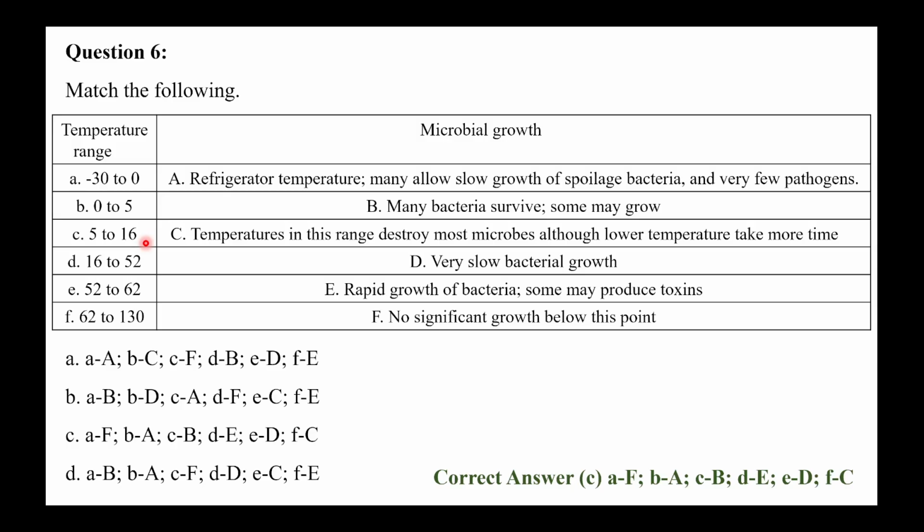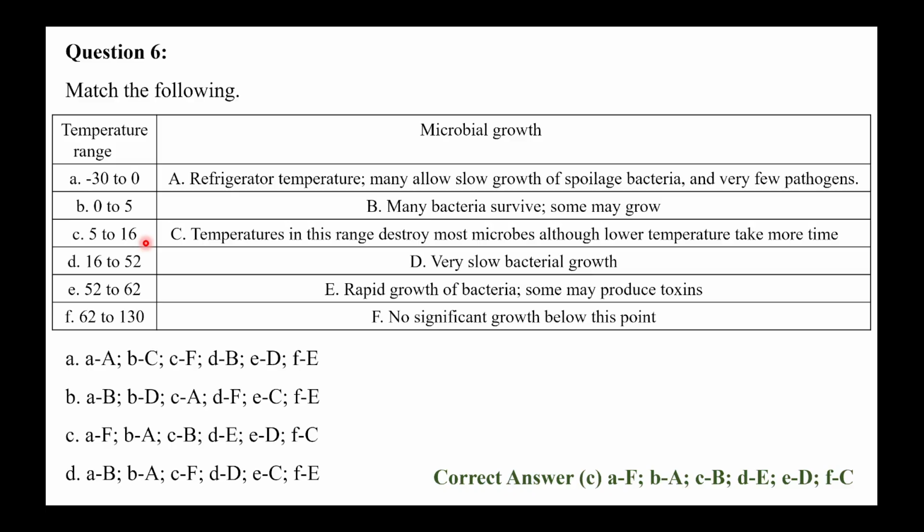Then comes 16 to 52 degrees Celsius. This is the temperature range where rapid growth of bacteria is seen, and there are certain bacteria that can produce toxins as well. So 16 to 52 is the best growth range for all the bacteria and other microorganisms as well.